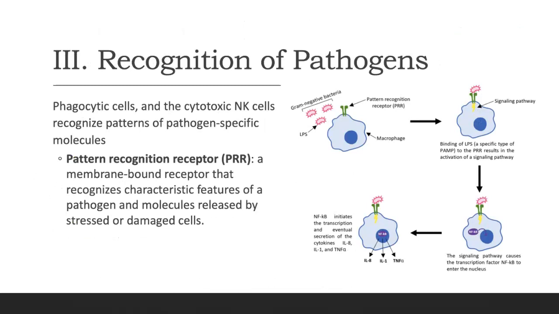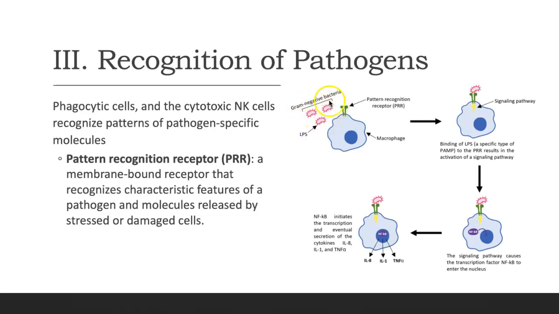Now these phagocytes and our cytotoxic NK cells that we talked about in our previous section are going to recognize patterns of pathogen-specific molecules, and that consists of PRRs, pattern recognition receptors. These are membrane-bound receptors, which you could see illustrated here, that are going to recognize characteristic features of our pathogens that are released by stressed or damaged cells.